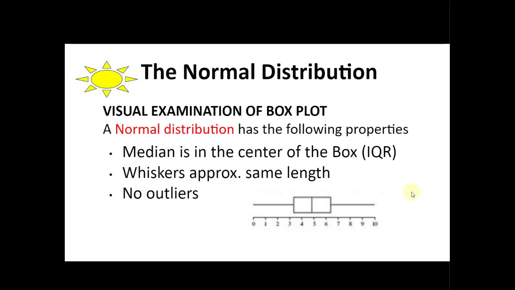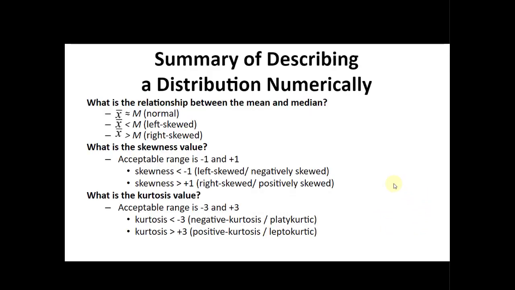So you can kind of look for something like that. In terms of checking the assumption of normality numerically, we're going to be looking at three main things. First, what is the relationship between the mean and the median? If the mean is approximately the same as the median, then that is some evidence that the data is normal. If the mean is less than the median, then that is some evidence that the data is left skewed. And if the mean is greater than the median, then that is some evidence that the data is right skewed.